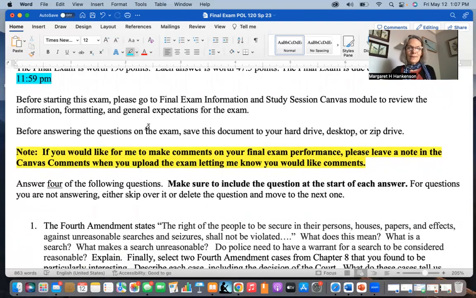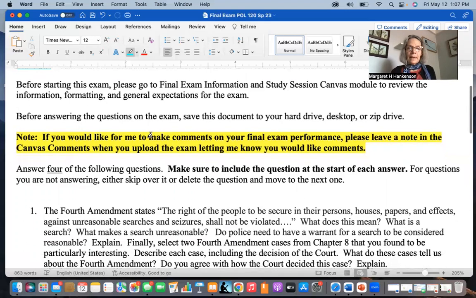And as was the case for the midterm exam, when you download the exam, make sure you save it to your desktop. Keep that in mind so that you don't lose your work.